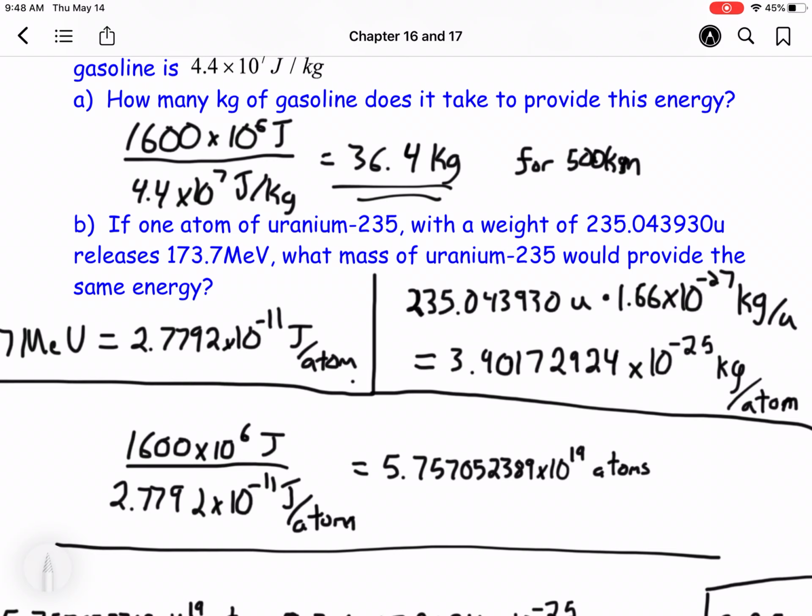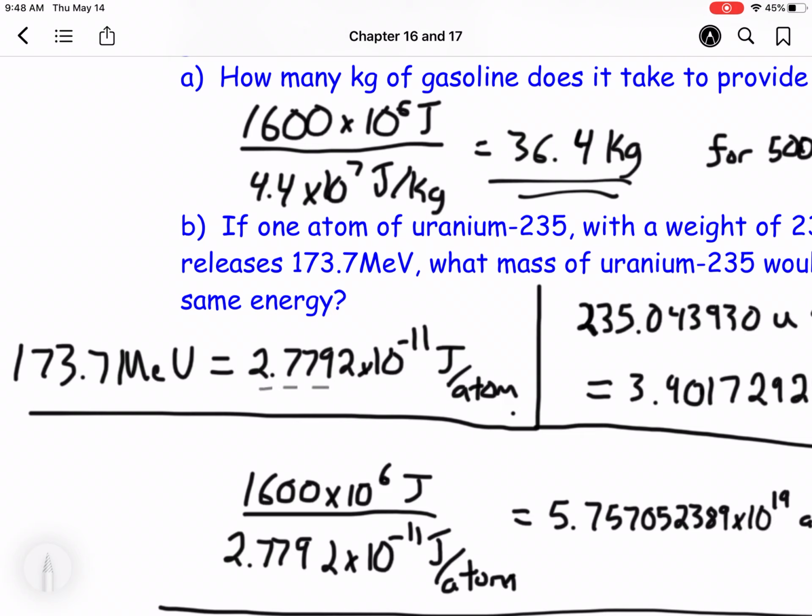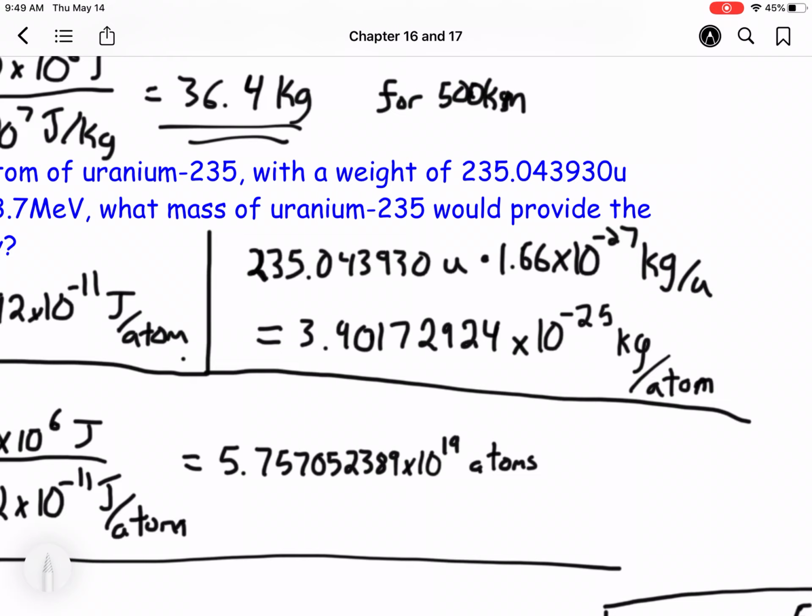So the first thing I had to do here was turn this 173 into joules. So 2.779 times 10 to the 8. So that's how many joules we have per atom. Okay. I also need to take the U and turn it into kilograms per U, right? Or into kilograms. So then I get 3.917 times 10 to the 25 kilograms per atom. All right. So this is really important that you keep track of what's going on.